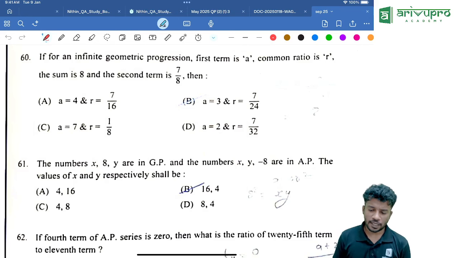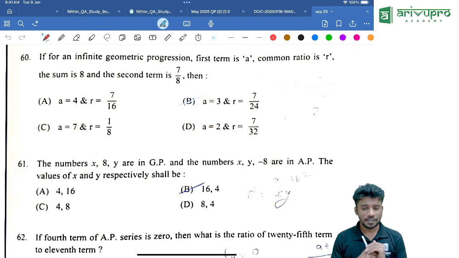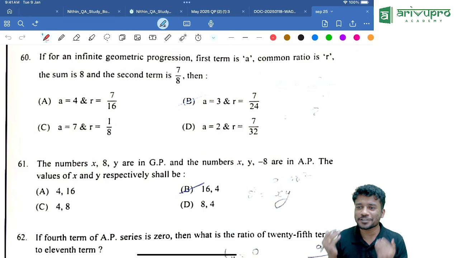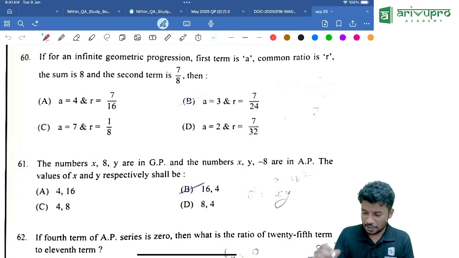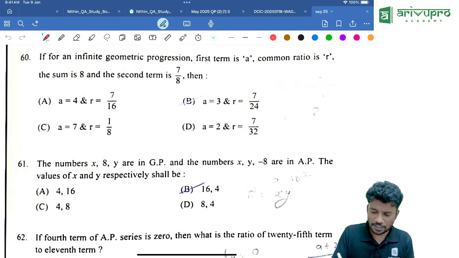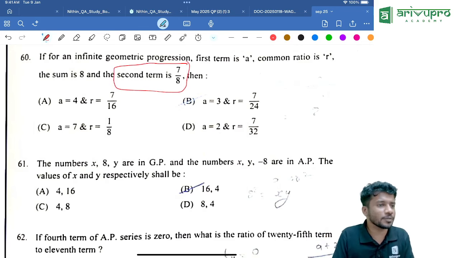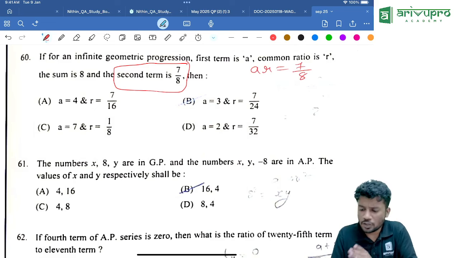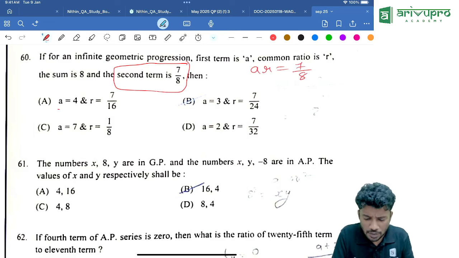If for an infinite geometric progression, the first term is A, the common ratio is R, the sum is 8, the second term is 7 by 8, what is the answer? Did we do the same type of question? What is the easiest method? Option hitting. We should know the second term. Second term is 7 by 8. That means AR is 7 by 8. That is the concept.